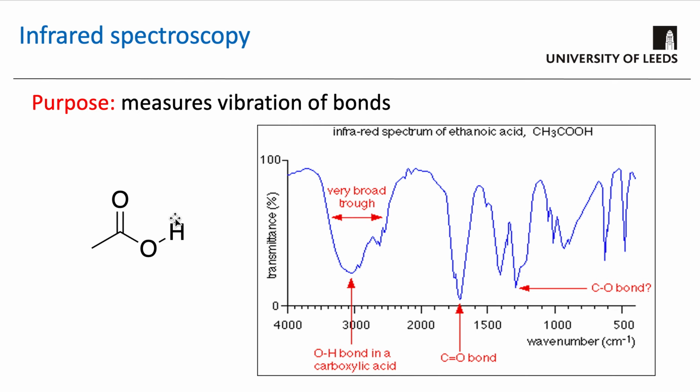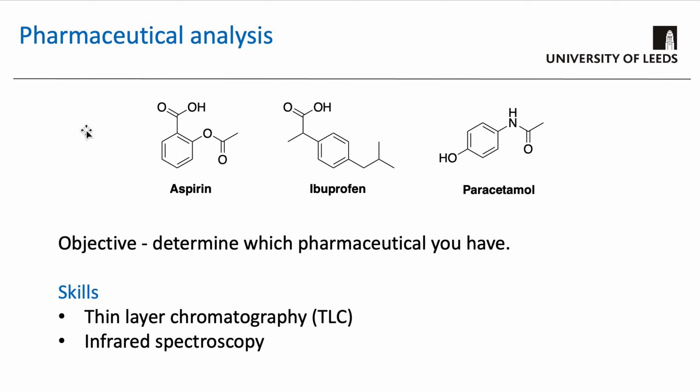Once you've done these two techniques and worked out your unknown sample, you'll show your TLC plate and your analysis of your IR to a demonstrator, and tell them which of those three compounds you think you have, and this will be used as your assessment for the experiment. So there's nothing for you to do afterwards. Just complete the experiment, get your data, analyze your data, and work out which of these three compounds you have.